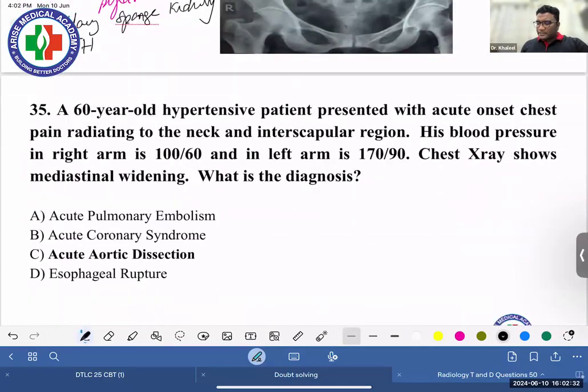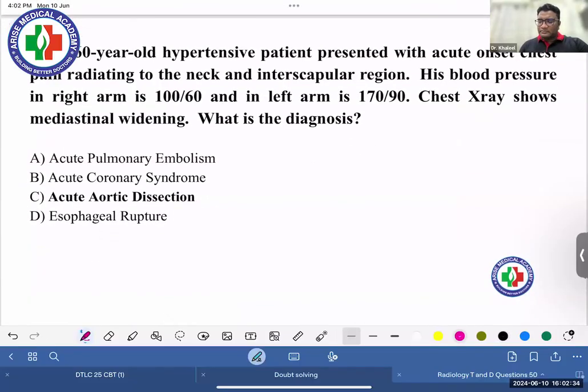Here you're having a hypertensive patient. The most common cause for aortic dissection is irregular, poorly controlled hypertension.